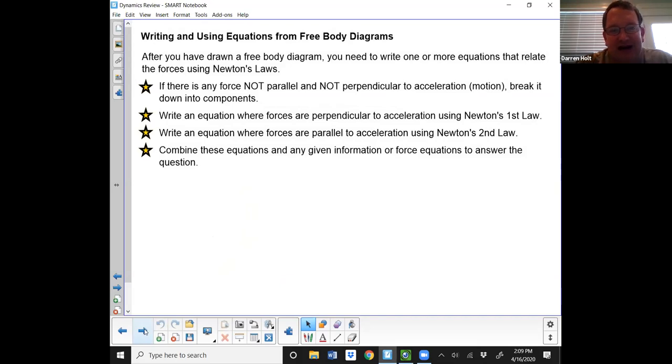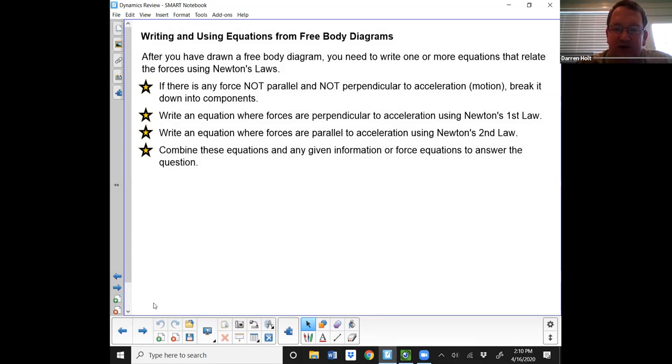Rules for using and writing equations from a free body diagram. This is where a lot of kids struggle, right? After you have drawn your free body diagram, you'll need to write one or more equations that relate to the forces by applying Newton's laws, right? If there is a force that is not parallel and not perpendicular to the acceleration of the object, break it down into components. If the force is at an angle, break it down into the components, both perpendicular and parallel, that go along with the acceleration of the object.